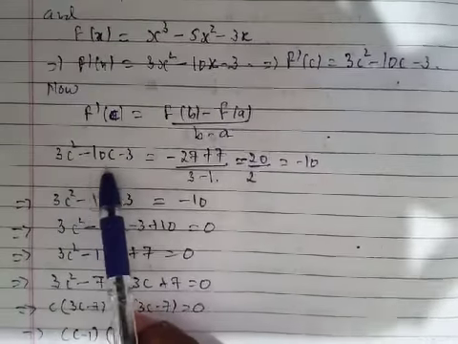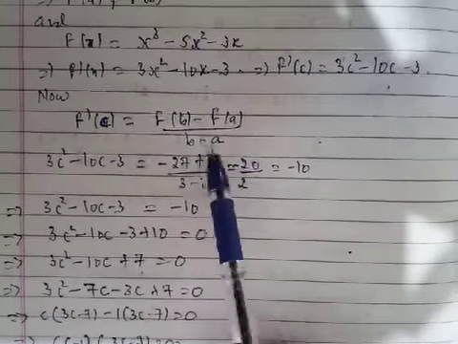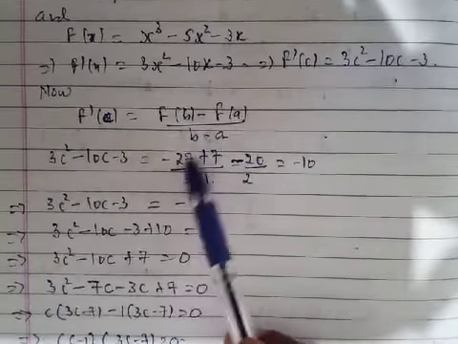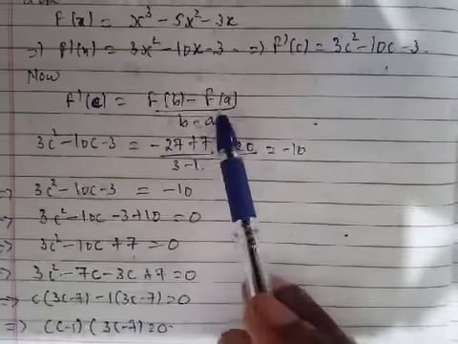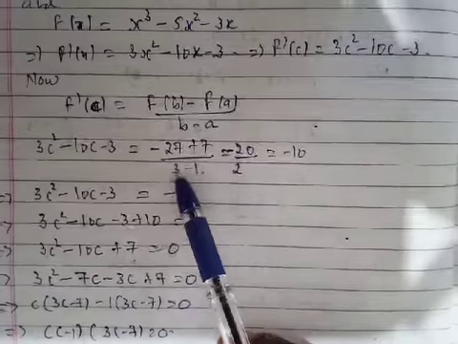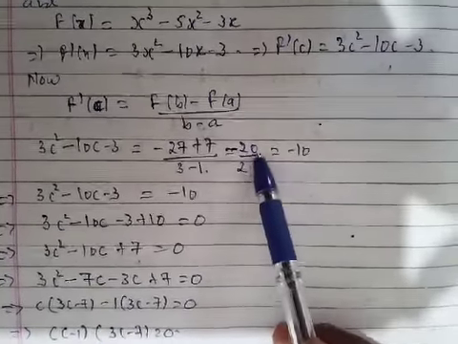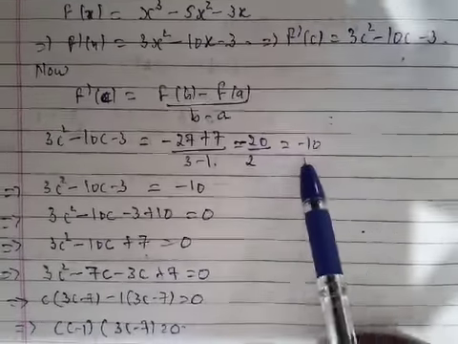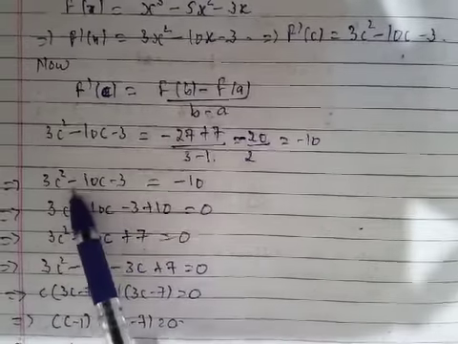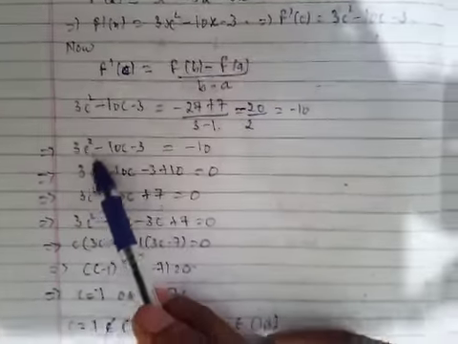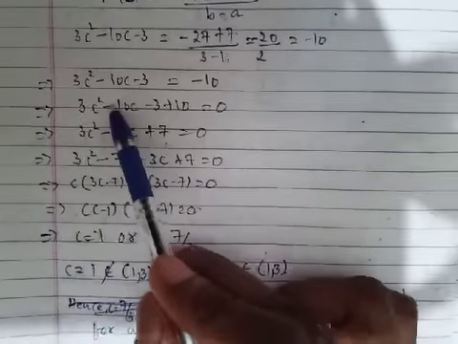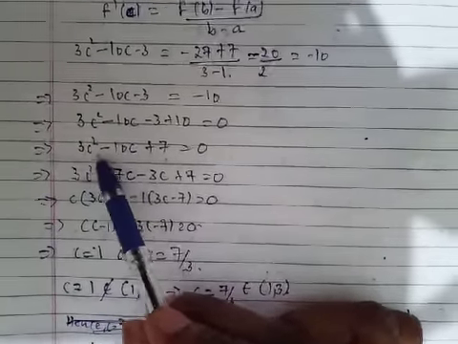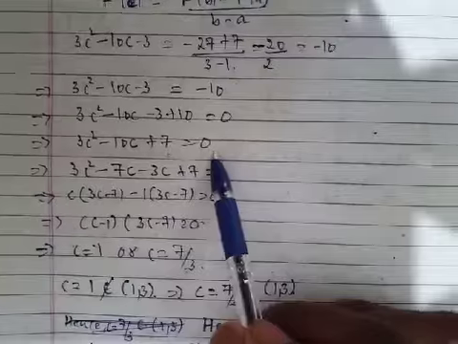We got this value of f dash c: 3c squared minus 10c minus 3 is equal to f of b, which is minus 27, minus f of a, which is minus 7, upon 3 minus 1, that is 2. So minus 20 upon 2, so this is minus 10. So what we get? 3c squared minus 10c minus 3 is equal to minus 10. Bringing the 10 inside, we get 3c squared minus 10c plus 7 is equal to 0.